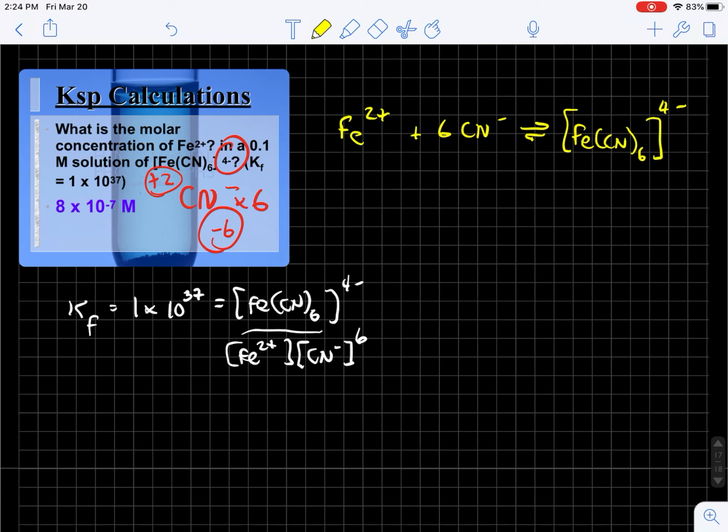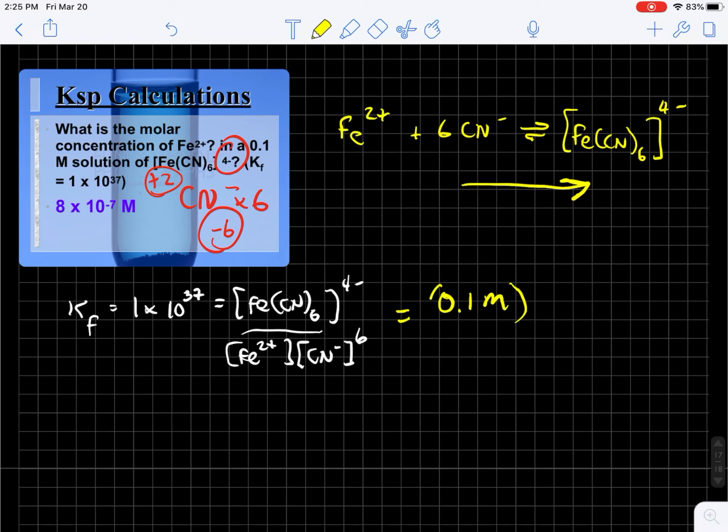All right, from here, now it's just annoying algebra. We have a reaction that is shifting really far to the right. So will there be some iron 2+ left over? And the answer is yeah, but a tiny, tiny amount. So if we look at the reverse reaction for this, the K for it would be the inverse of 1 times 10 to the 37th, which is 1 times 10 to the negative 37th. So we're not losing much hexacyano iron complex. So I'm just going to consider the concentration of that to be equal to the 0.1 molar that they gave me.